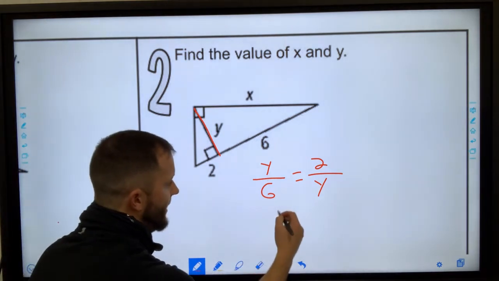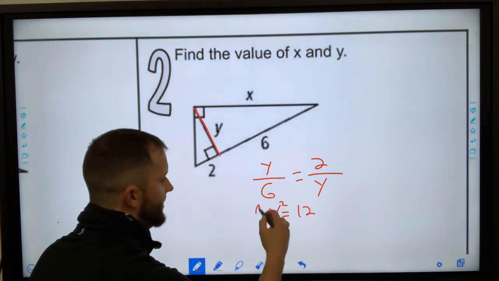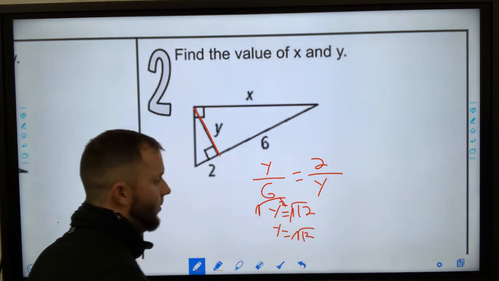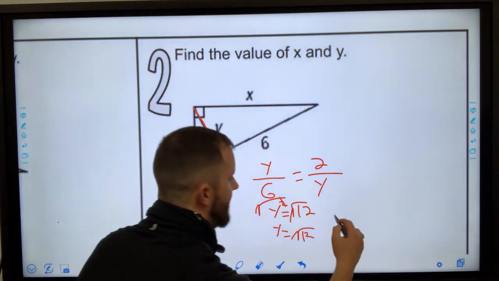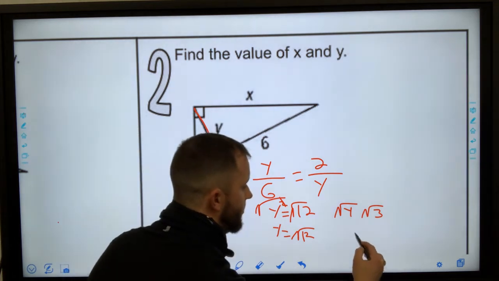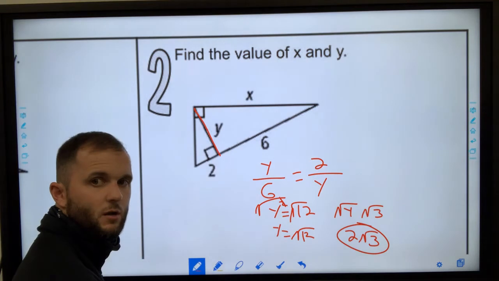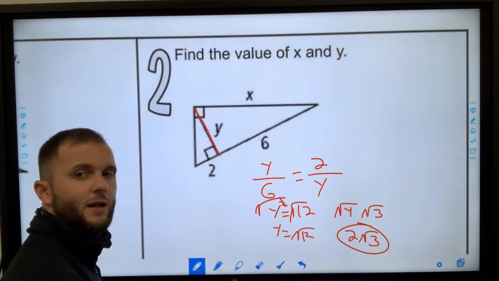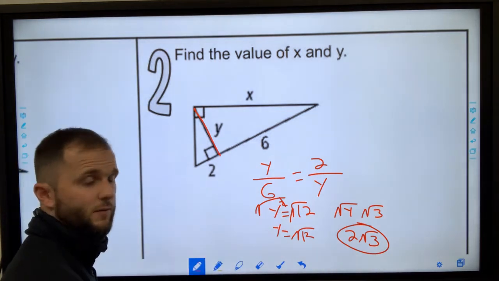So y and y give you y squared. 6 times 2 gives you 12. Take the square root of both sides. Your final answer would be the square root of 12, but we want to simplify that answer. 4 is going to go into 12 3 times, so I'm going to break it up. So square root of 4, square root of 3. The square root of 4 is 2, so 2 square root 3 is actually going to be your final simplified answer. Now again, I'm going to keep saying it. You could type that in the calculator, click enter, and it'll give you a decimal, and then you could round up going that way if that's what it asked for, okay?